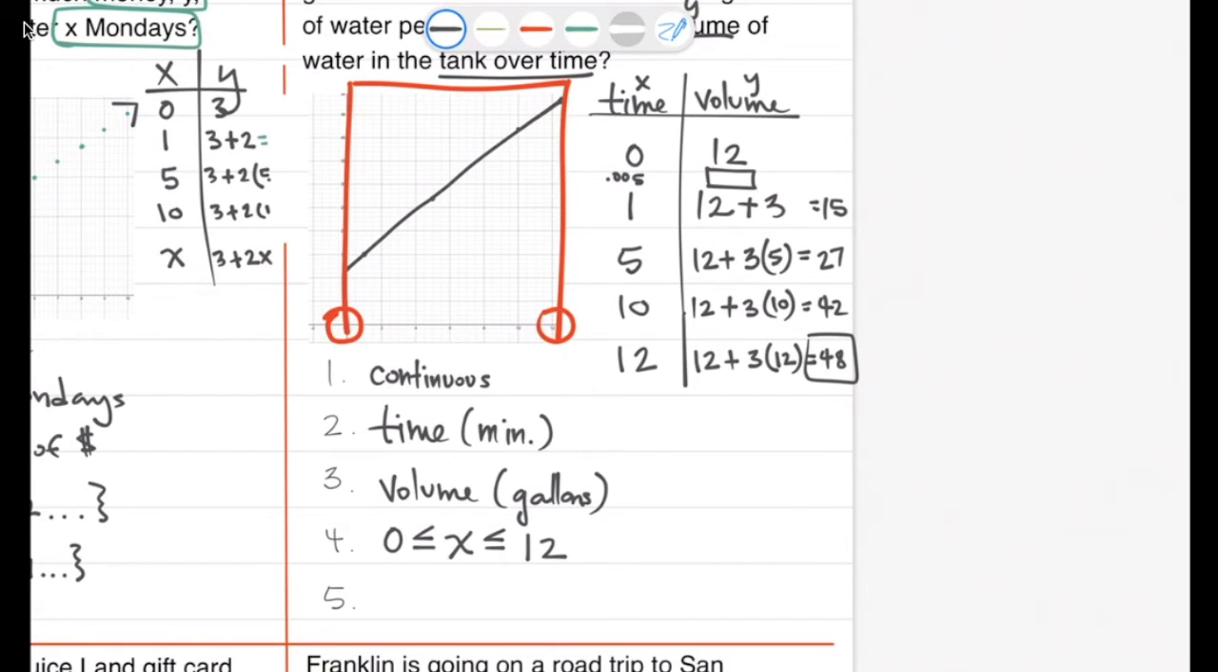If we wanted to do interval notation, we would do the smallest number in the interval, which is 0, and the largest number in the interval, which is 12. 0 minutes is included because 0 minutes is in the scenario, and 12 minutes is also included. All right, so now let's do the range.